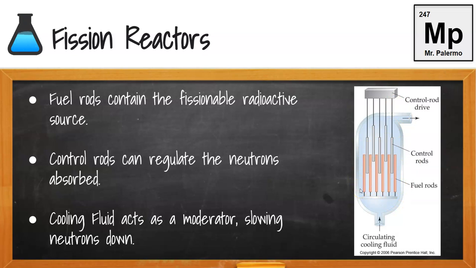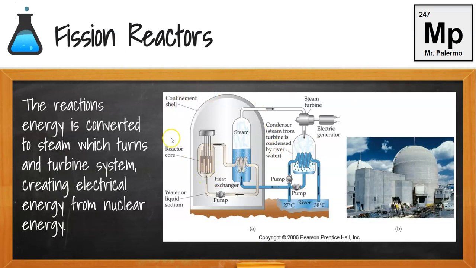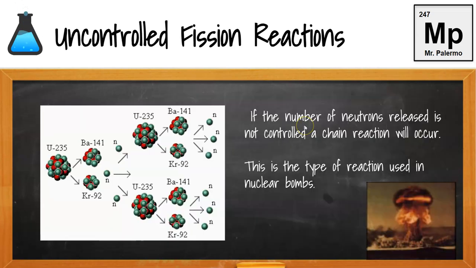So if we're trying to slow down the fission process, we have our moderators, and if we're trying to speed it up and release more neutrons, we have our control rods. And this is going to be inside our fission reactor. What the fission reactor does is it takes the energy released from the nuclear fission reaction in the reactor core and converts it to steam, right? So we're basically using that heat energy to create steam, and that steam is then going to spin a turbine, and that turbine is going to create electrical energy.